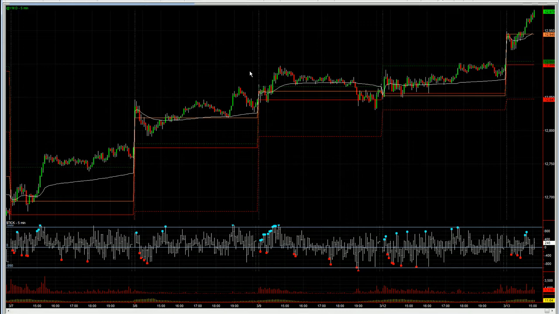So at 10 ticks movement against me, I will look at the tape, I'll look at everything, I'll take a little look and say, is the trade still okay? How's the tape looking? How are the levels looking?